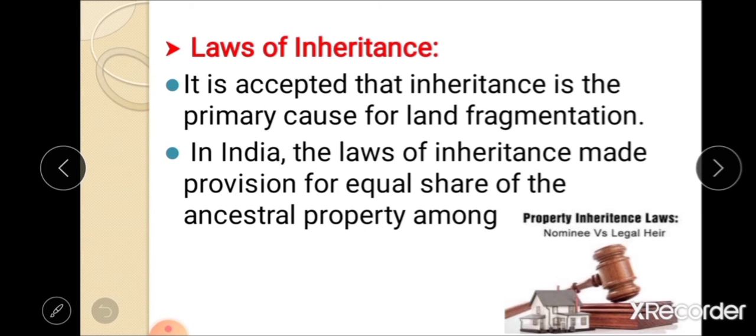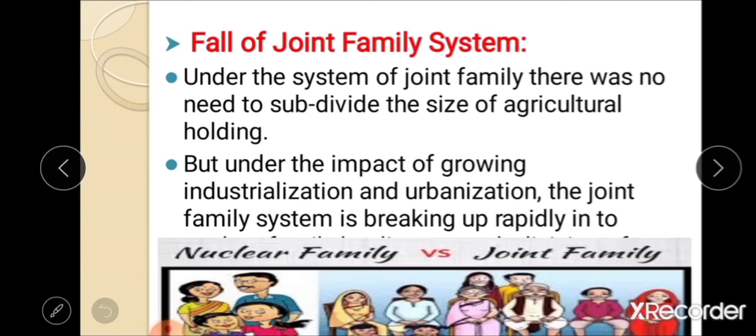After law of inheritance, next factor, that is fall in joint family system. Okay, as we see, the number of joint families decreases day by day and the number of nuclear families increases day by day. So under this system of joint family, there was no need of subdivision of land size of agricultural holding. So when there is joint family system, there is no need to subdivide the land into different smaller units.